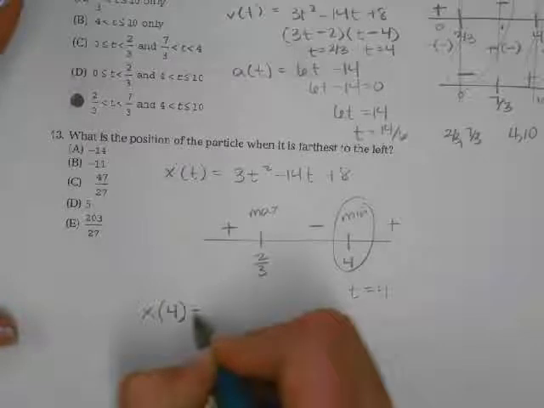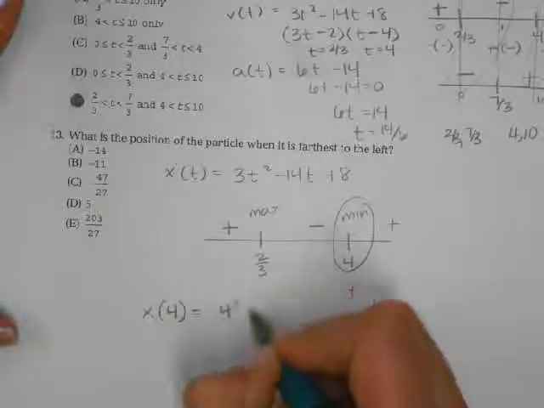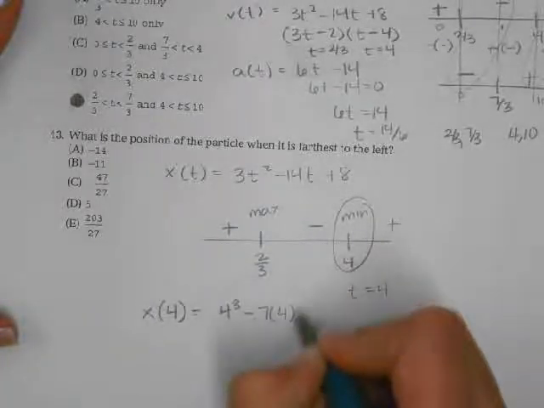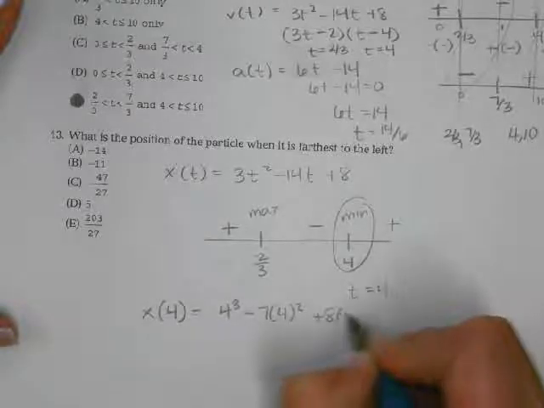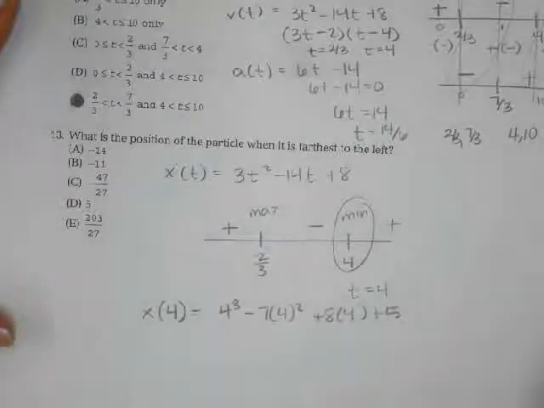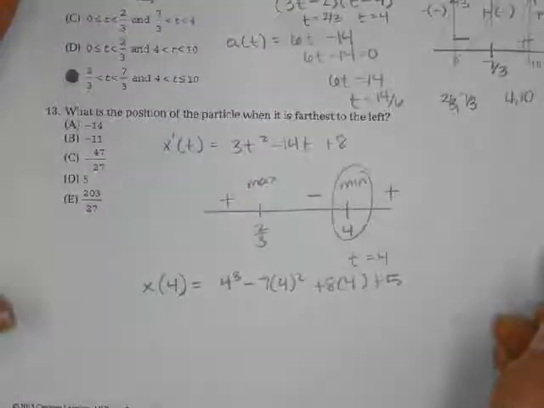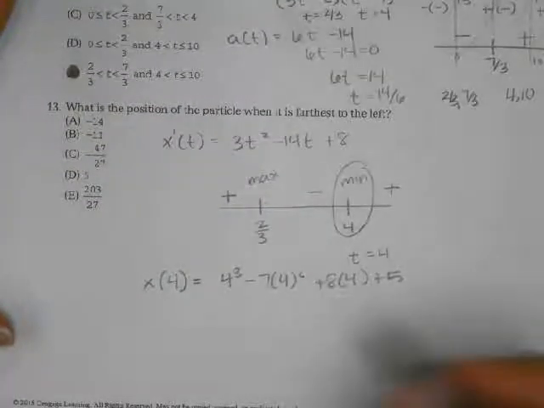So x of 4 is going to be 4 to the third minus 7 times 4 squared plus 8 times 4 plus 5, and a calculator may not be used. So that means you have to do your math by hand.